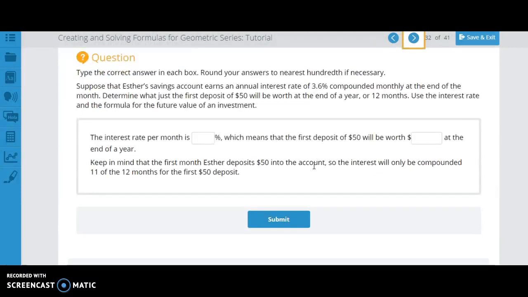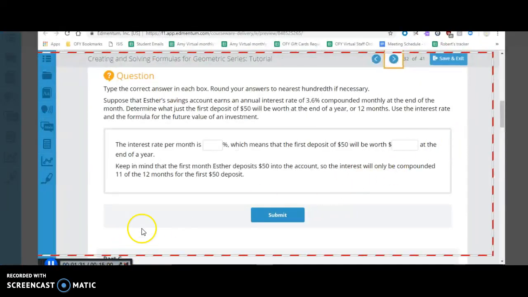Okay, so now here, let's note a couple things that they tell us. Keep in mind the first month she deposits $50, so the interest will only be compounded 11 times, okay? So we just found her interest rate per month. I didn't actually show you that yet. 3.6 divided by 12 months is going to give you 0.3%.